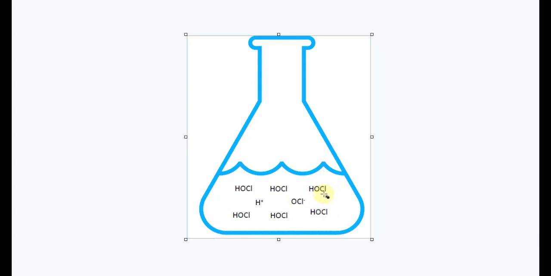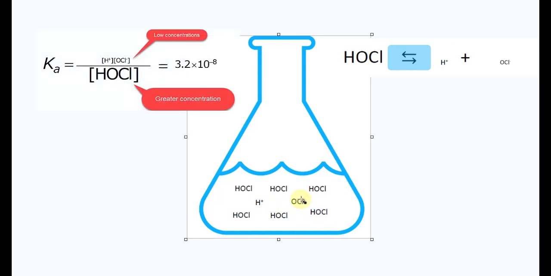A few of these molecules have broken up to make H plus and OCl minus. They're sort of mixing it up. Some of the H plus and OCl minus is turning back into HOCl, and some of the HOCl is turning into H plus and OCl minus. And we've got that equilibrium established where we have the concentration that we've figured out in our problem. So we've got mostly HOCl with a little bit of H plus and OCl minus in our flask.